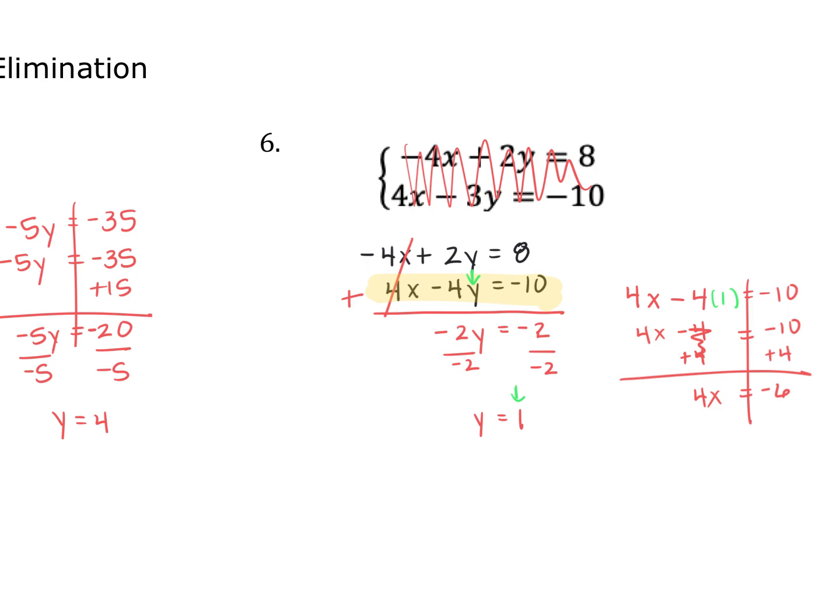And then to get that x all by itself, I'm going to divide by 4. And if I divide by 4 on that side, I'm going to divide by 4 on this side. So that leaves me with x all by itself equals -6 divided by 4, which is going to give me a -1.5. So for this one, my x is going to be a -1.5 and my y is a 1.